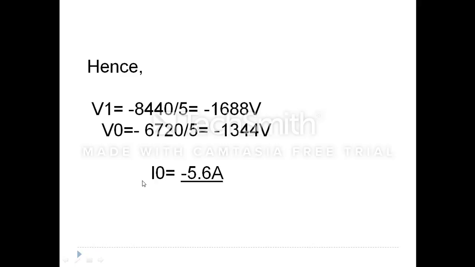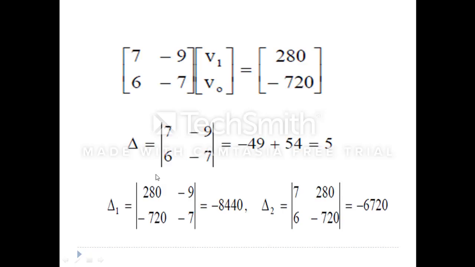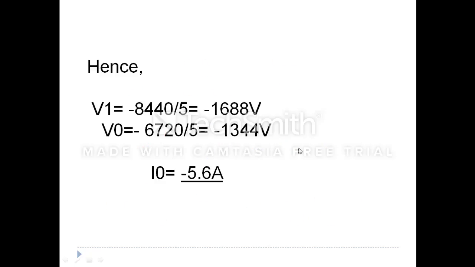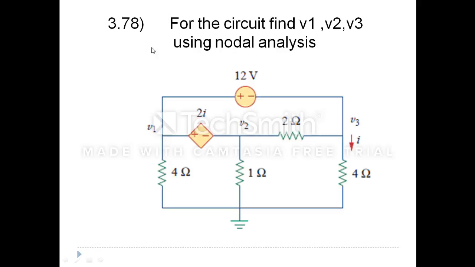Hence you just find the I0 value. After putting the value of V0 in this equation, you will get the I0 value. Hence you get the values of V1, V0 and I0. That's all. Now here is the fourth question.